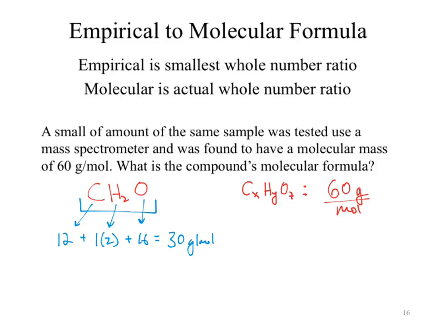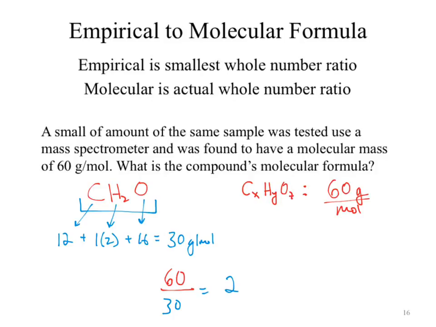The next step is we take the actual molar mass, which was 60. We divide it by our empirical molar mass of 30, and we get 2. What this is saying is that our actual compound has twice the mass of our empirical formula. So what do we have to change in our empirical formula to get to our molecular formula? I have to multiply everything in that formula by 2.